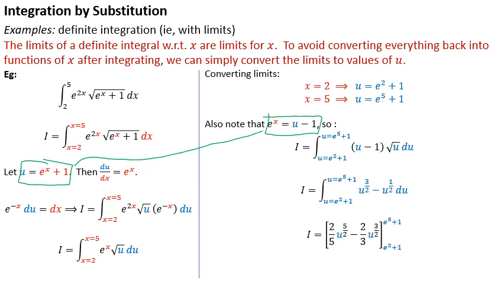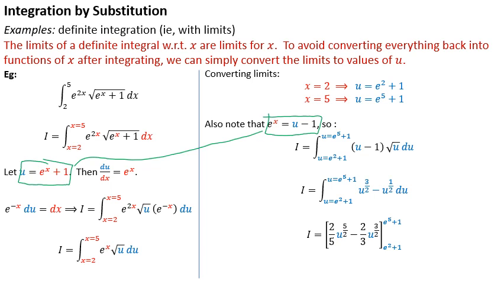We've got u to the 5 over 2 multiplied by 2 over 5, and then u to the 3 over 2 multiplied by 2 over 3. And then finally, we substitute in the limits. The nice thing about this approach is that we don't need to go back and turn everything back into a function of x. That was the other alternative.